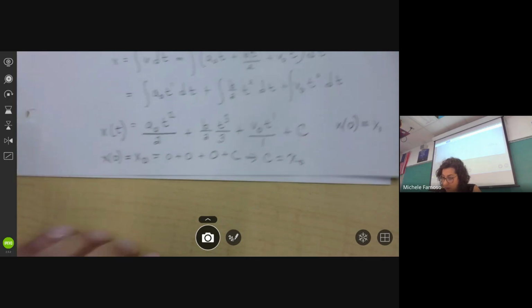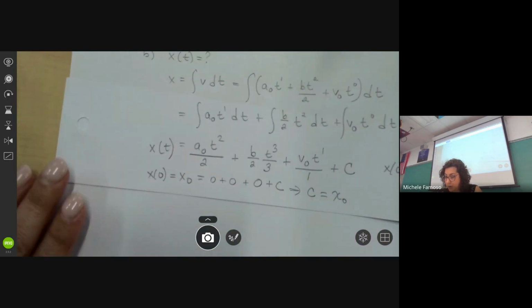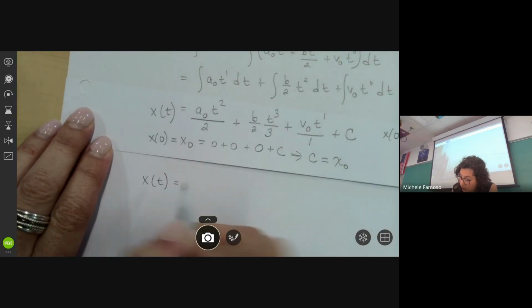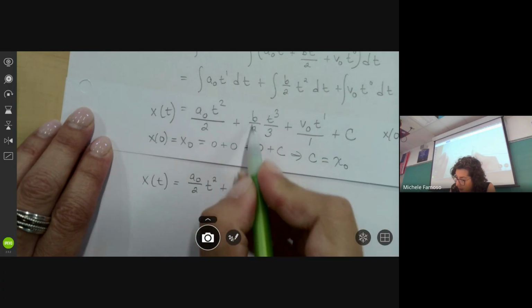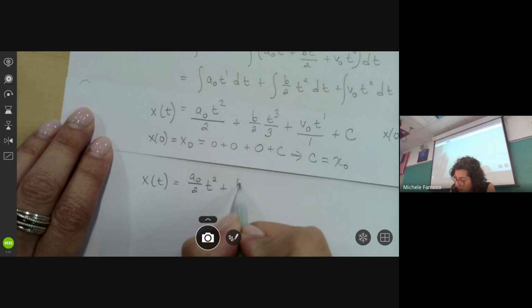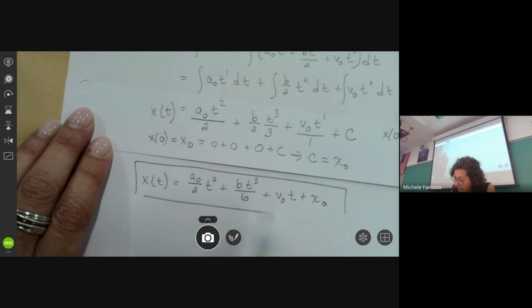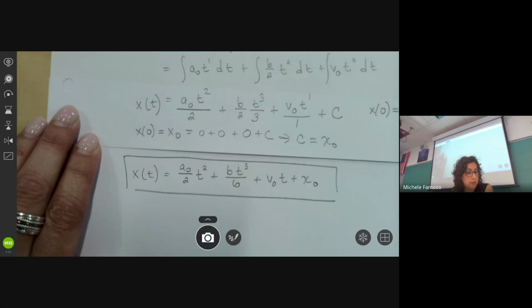So let's now rewrite this expression. It means that my position as a function of time would be a0 over 2 times t squared. I'm going to combine these constants together. So that's b t cubed over 6 plus v0t plus x0. Does that make sense?